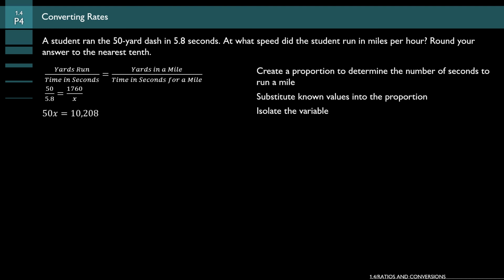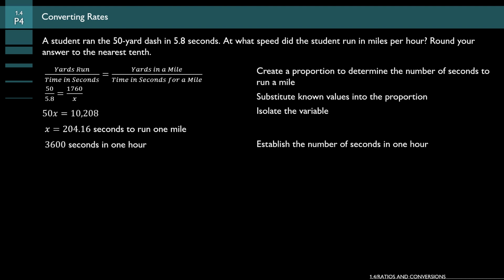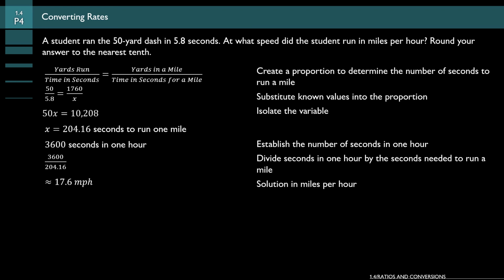At this point, we isolate the variable. So x equals 204.16 seconds, and that's the number of seconds it takes to run 1 mile. There are 3,600 seconds in 1 hour, because you have 60 seconds in a minute and 60 minutes in an hour. So we're going to go 3,600 seconds divided by the 204.16 seconds that it takes to run 1 mile. That's going to give us the miles per hour. So we do that and we find out that the approximate speed was 17.6 miles per hour.